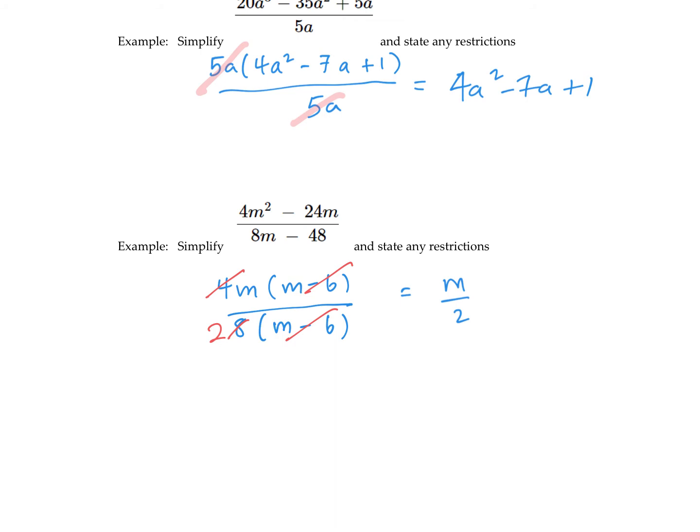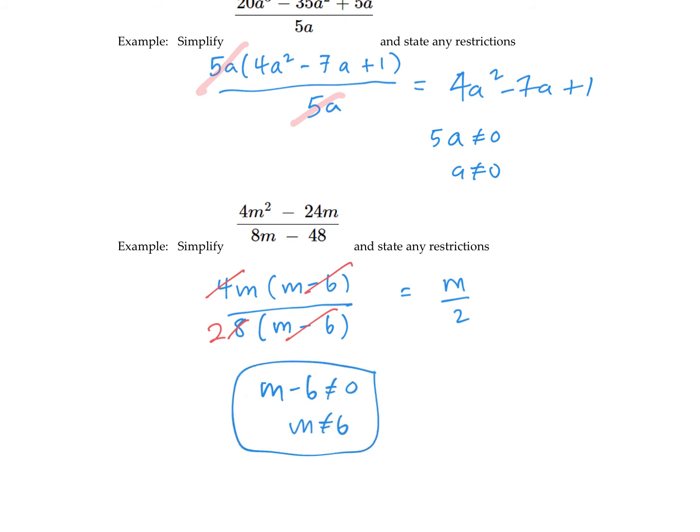Now remember, we said we have to state restrictions. So in the first example, 5a cannot be 0, so therefore a cannot be 0. So there's my restriction. And then in this question, it's much easier to state restrictions when it's factored. The 8 is not a restriction, it's just a constant number, but m minus 6 cannot be 0, so therefore m cannot be 6. So this is my restriction that I always state every time I do a rational expression.